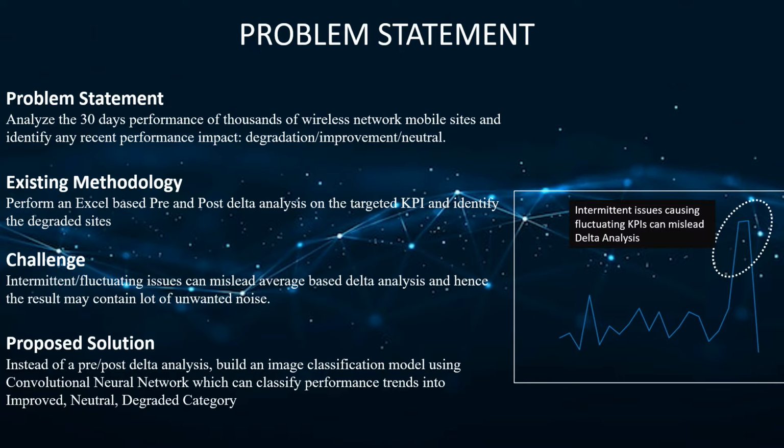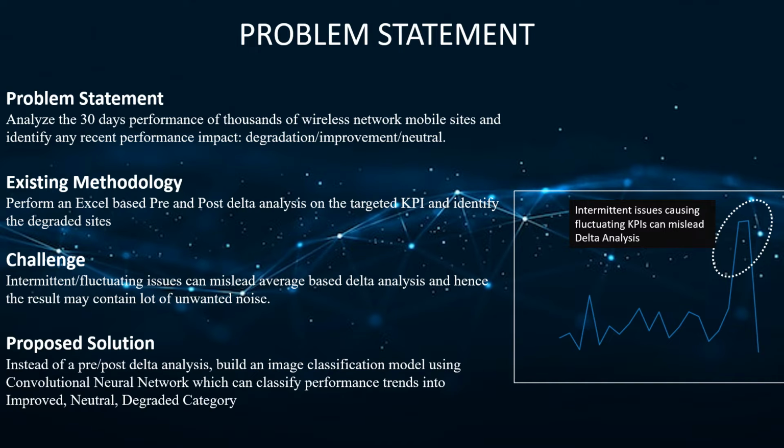A little background. I work in the telecom industry, and one of the tasks that I do is look at the wireless network mobile sites, and there could be thousands of sites. Sometimes we have to investigate if there is any degradation or improvement in the performance. The existing methodology is to use Excel to perform a pre and post delta analysis. Basically, you take some pre KPIs and some post KPIs and calculate an average based delta to decide if there is any degradation or improvement in the performance.